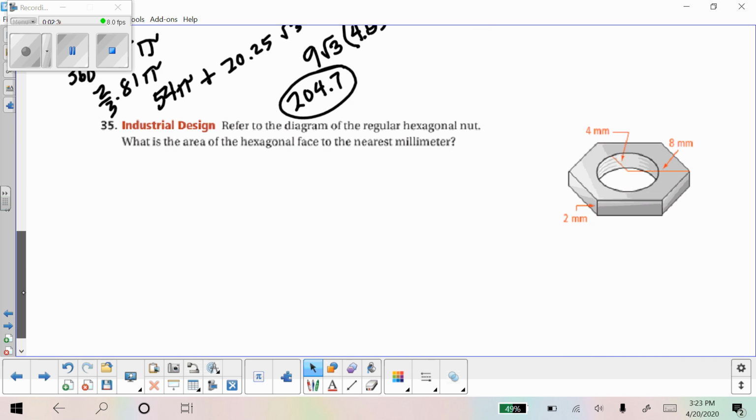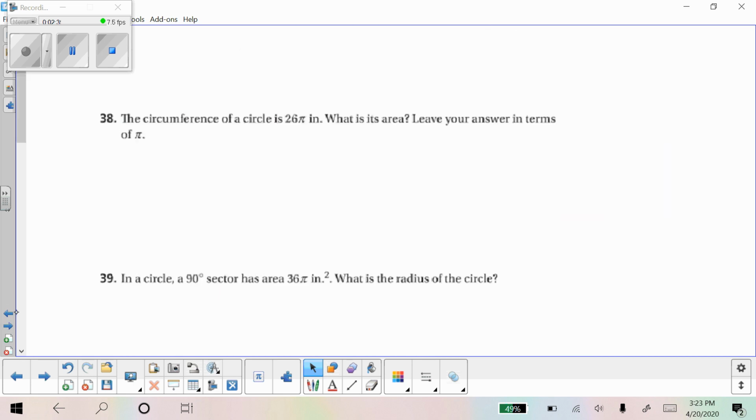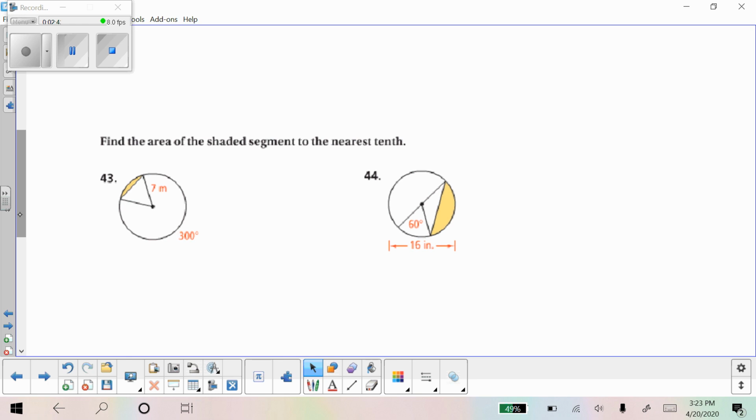All right, another problem, number 43. We need to find the area of that segment. Now, to do that, we're going to do the area of the sector, which is, I think, 300. That looks like a 60-degree angle right in there. So we have 60 degrees out of 360, which is 1/6 of the entire circle, which is 7 squared pi. And then we need to subtract the area of the triangle.